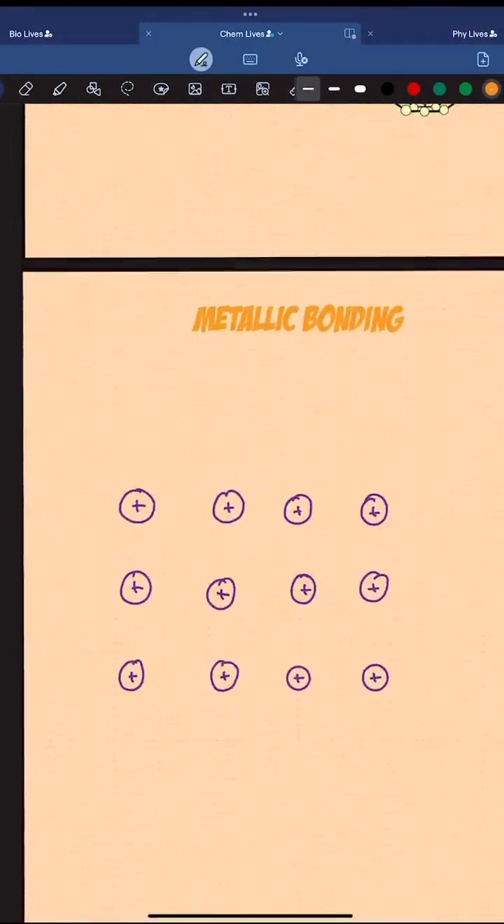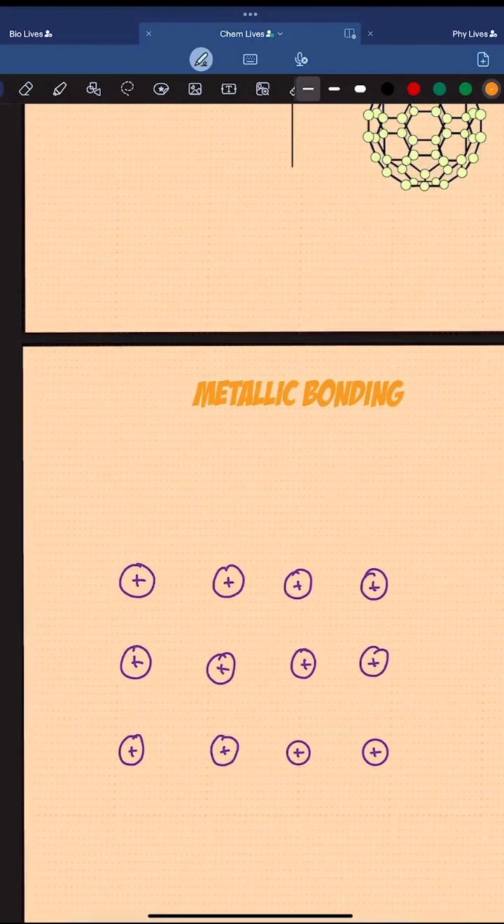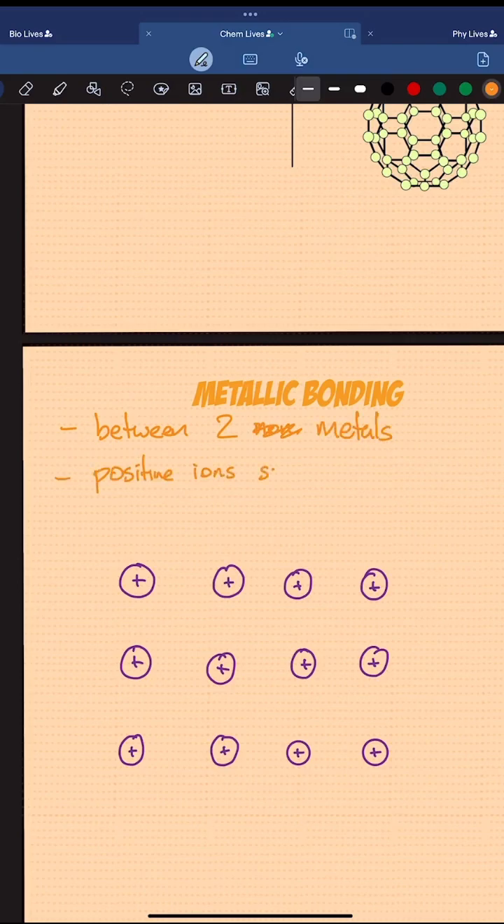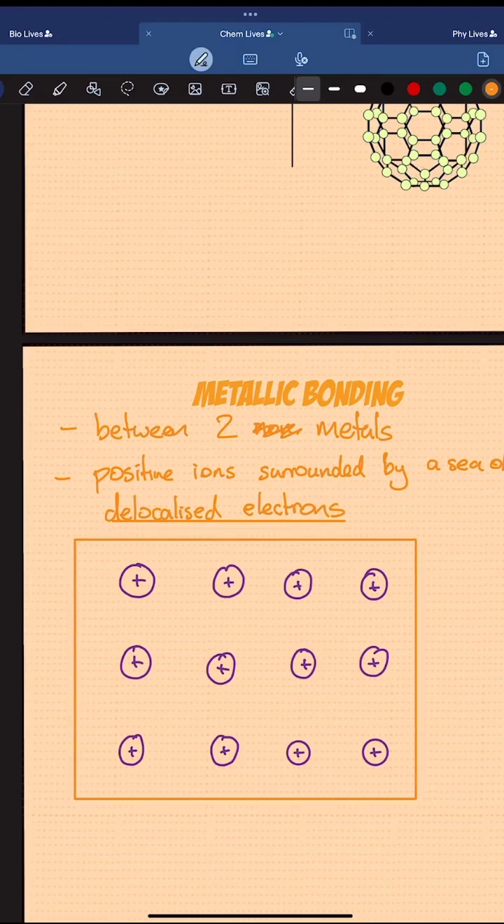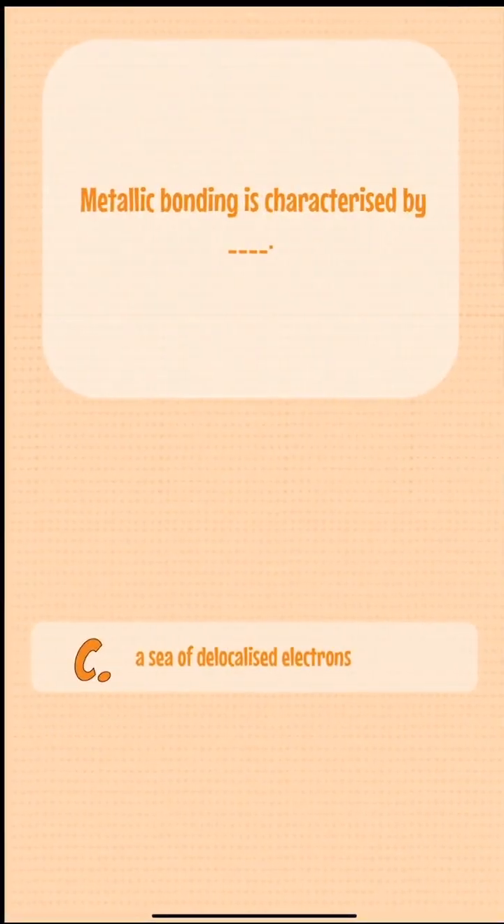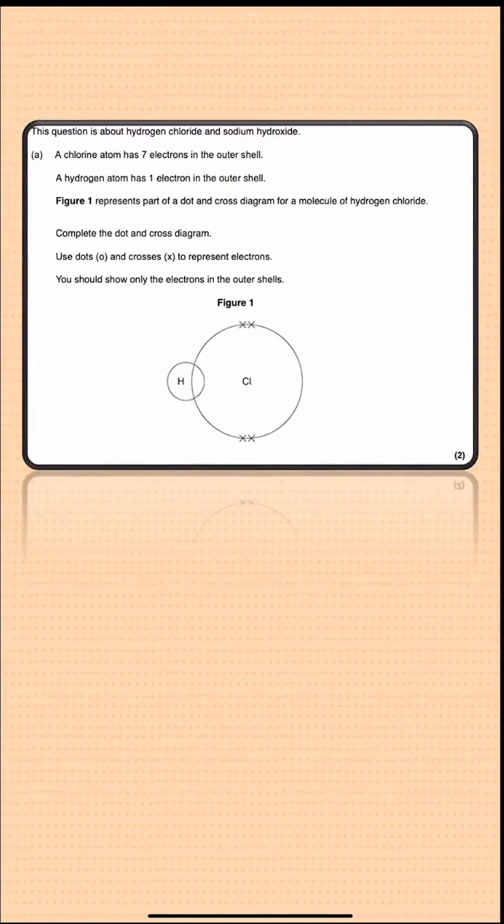So if we go down to our notes, metallic bonding, that's obviously between a metal and a metal because it's metallic. So between two metals, and you have positive ions surrounded by a sea of delocalized electrons. Okay, so always mention that when you're asked what metallic bonding involves. So this is our positive ions from our metal, and surrounding them we've got these electrons which are free to move. They're delocalized, and we'll come back to this diagram in a second. You don't have to draw the box. No, don't worry about drawing the box.